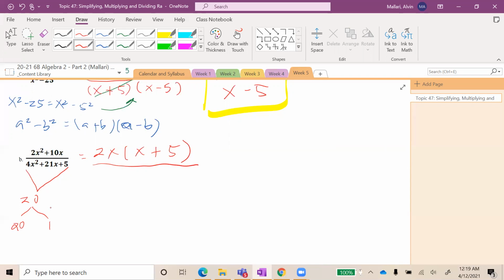So this tells us that 21x can be split into two terms, which are 20x and x. So we still have the first term, which is 4x squared. 21x will be rewritten as 20x plus x. And then remember that we still have the last term, which is 5. All right. Now we factor by grouping. I'm going to group the first two terms and the last two terms.